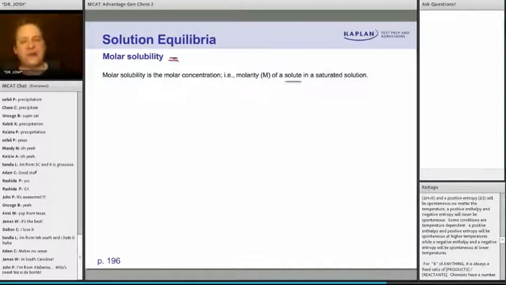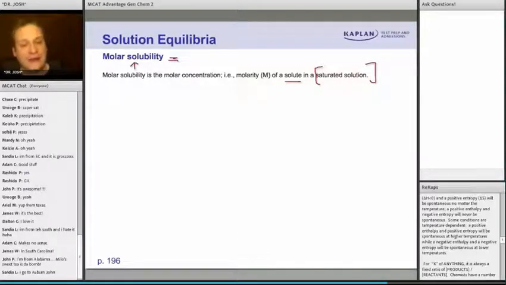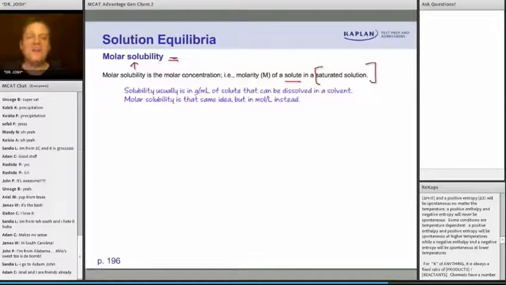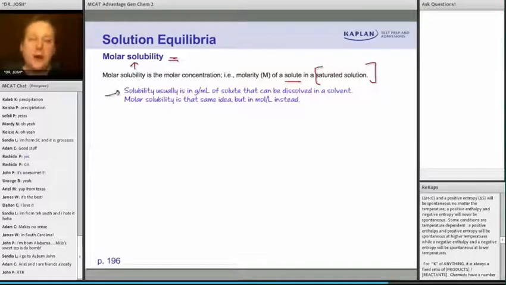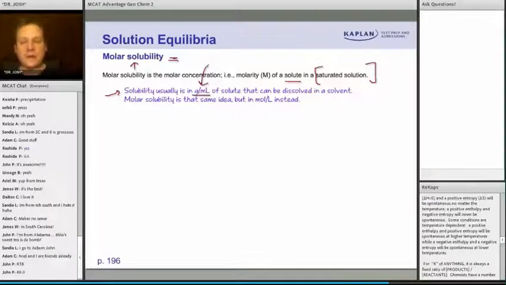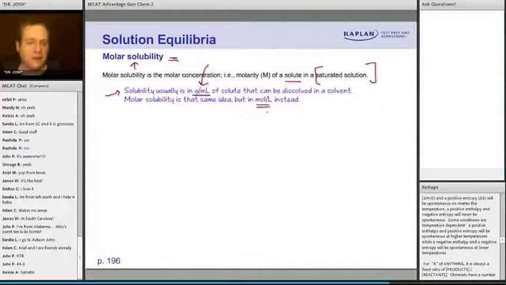Now, if we're talking at KSP, we're talking molar solubility, which is the molar concentration of solute in a saturated solution. So if you start talking about molar solubility, then you know you have a perfectly saturated solution. You're at equilibrium. Now, solubility, which you read about today, is usually in grams per milliliter of solute that can be dissolved. Molar solubility will be the same idea, but moles per liter.